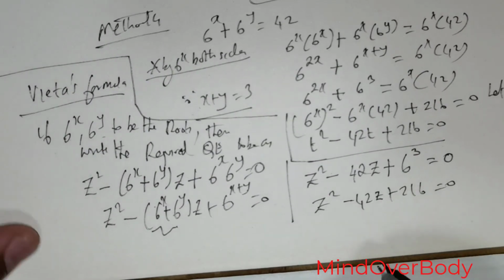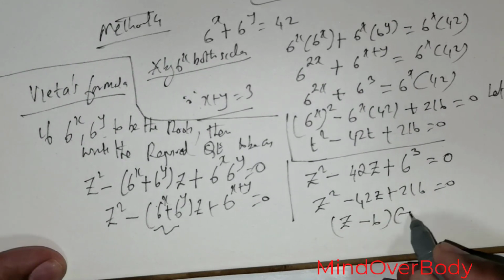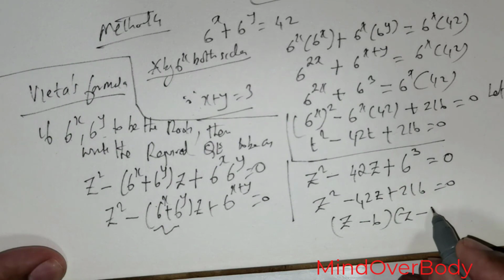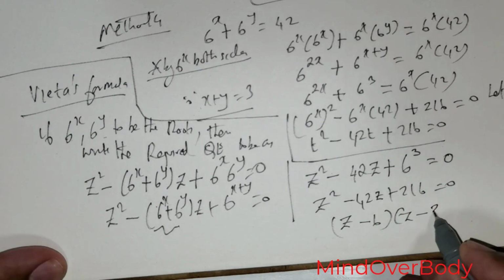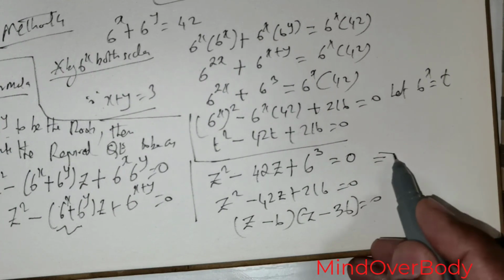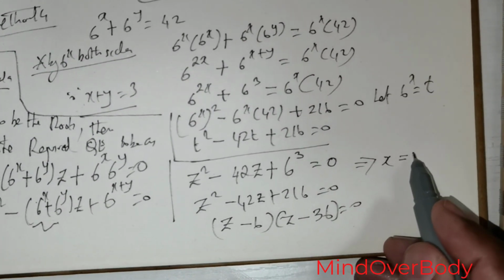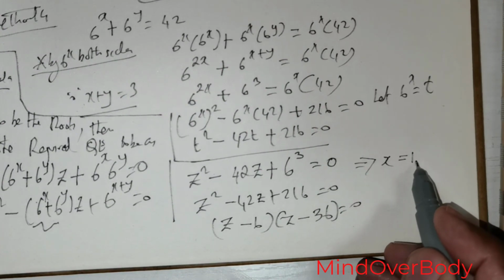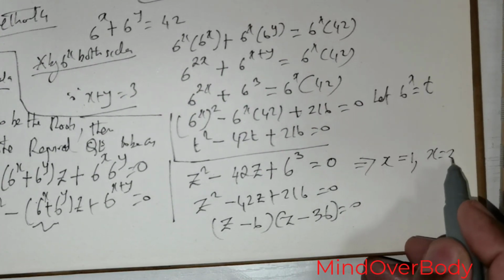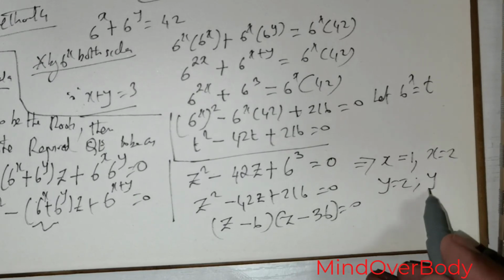Now if I were to rewrite it, I get z squared minus 42z plus 216 is equal to 0. Now if I were to factorize this, it would give me (z minus 6) times (z minus 6 squared, or 36) is equal to 0. So from here clearly you would again boil down to the roots, which is x is equal to 1 and then x is equal to 2. Now when x is equal to 1, you get y is equal to 2, and when x is equal to 2, you get y is equal to 1.